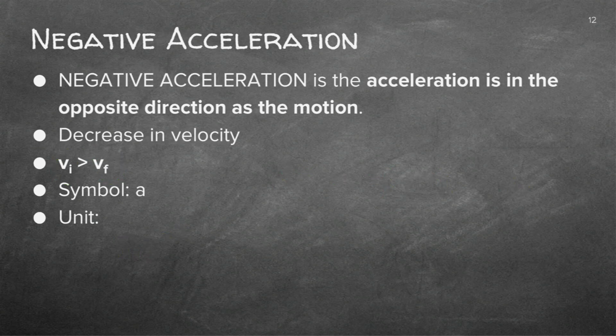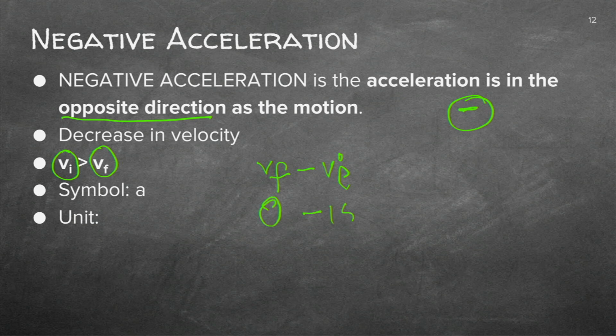What is the negative acceleration? It is in the opposite direction as the motion, and we said it's going to be a negative acceleration. The initial will be larger than the final. In the example we just did, we said V minus the I, this was 0 and that one was 15. Please bear in mind that your answer will then have a negative value, as we just said, and again the unit will be meter per second squared.